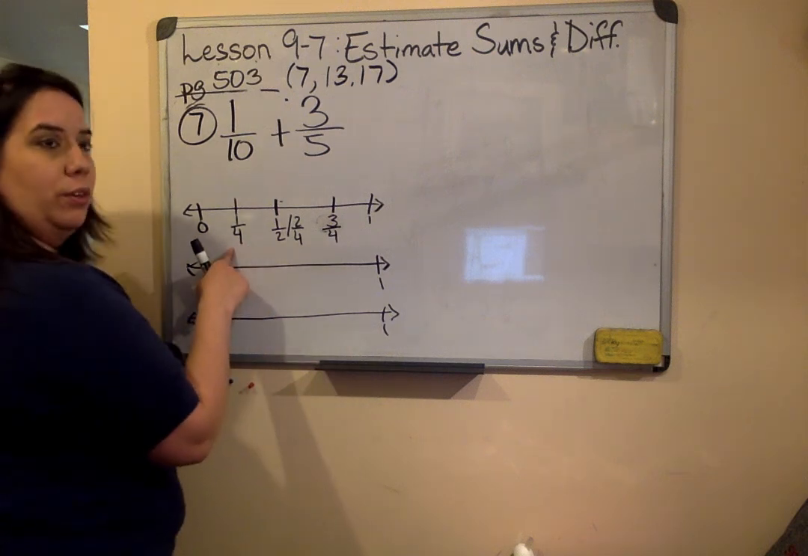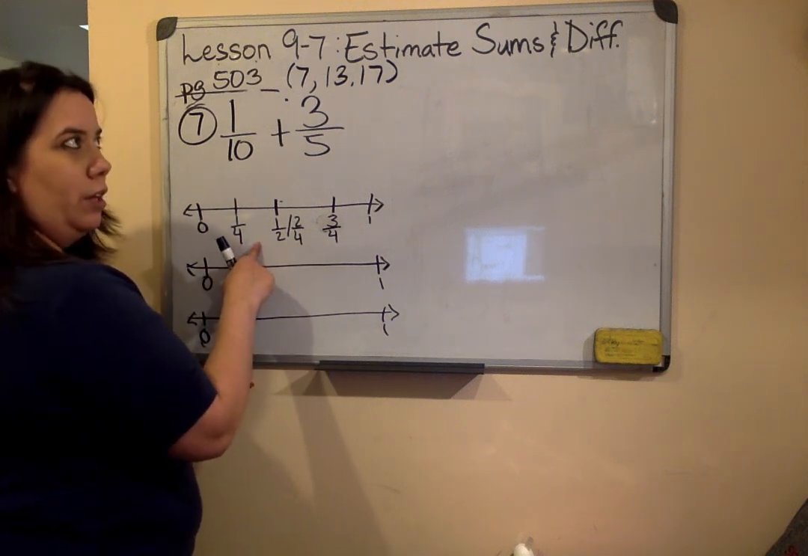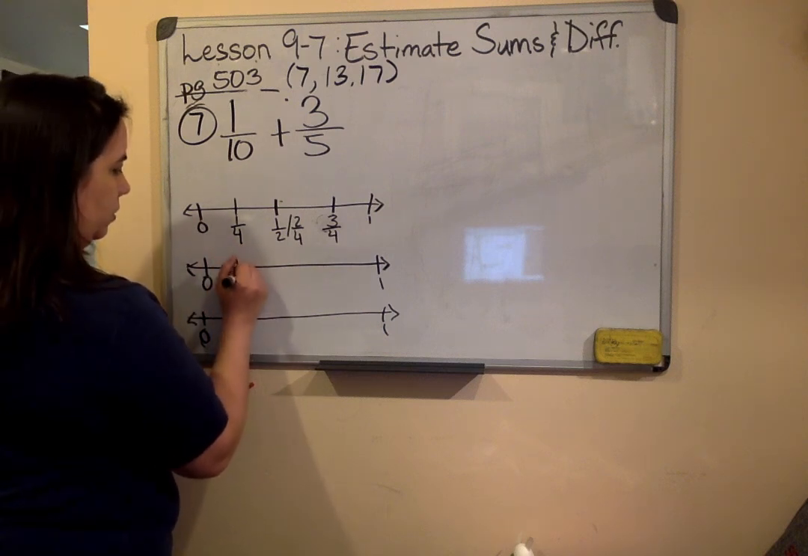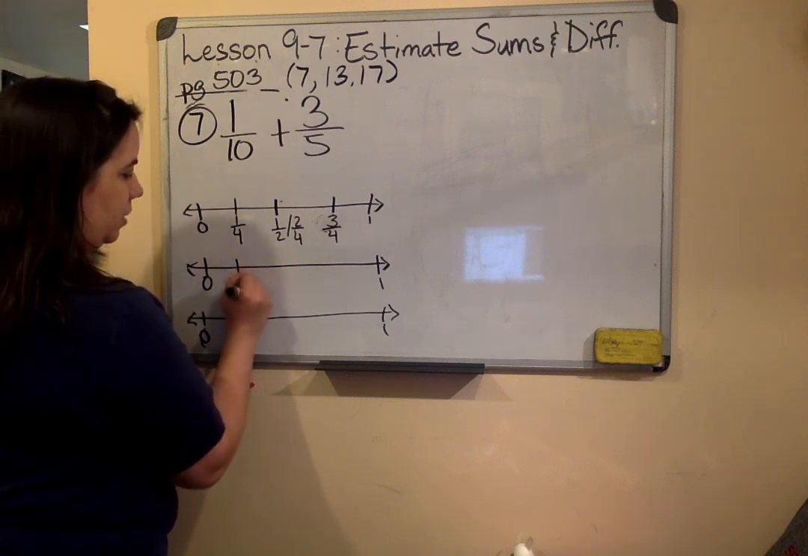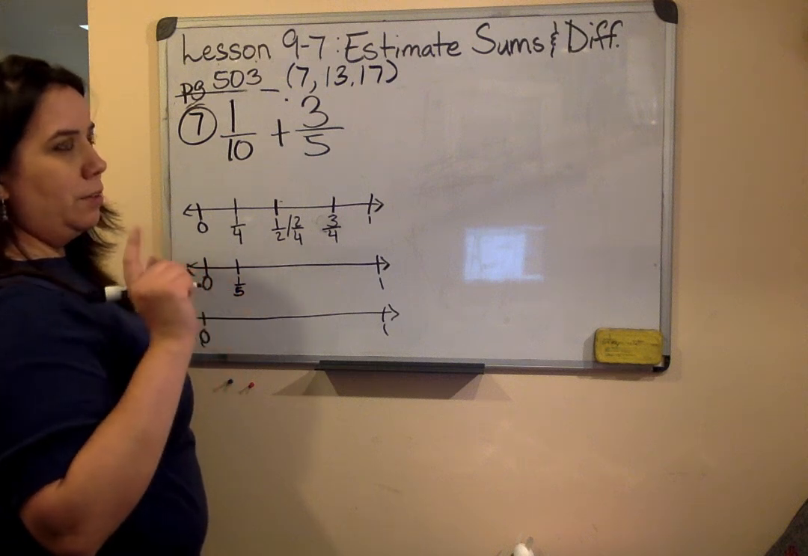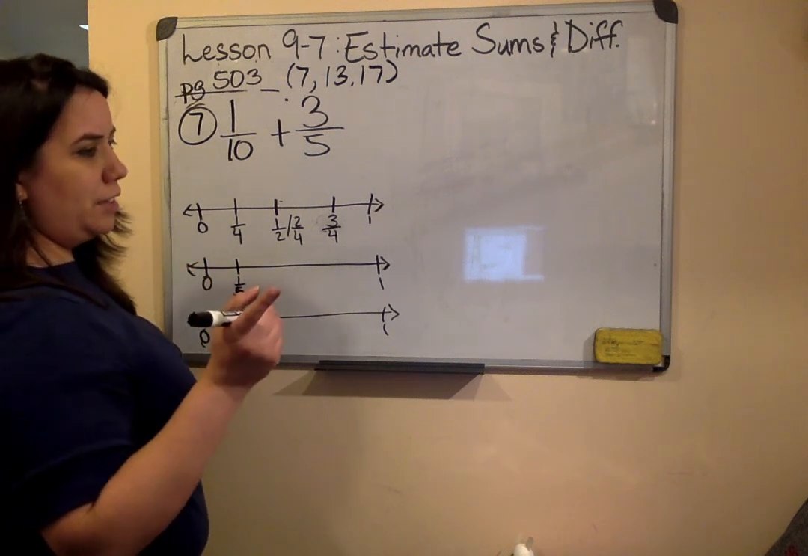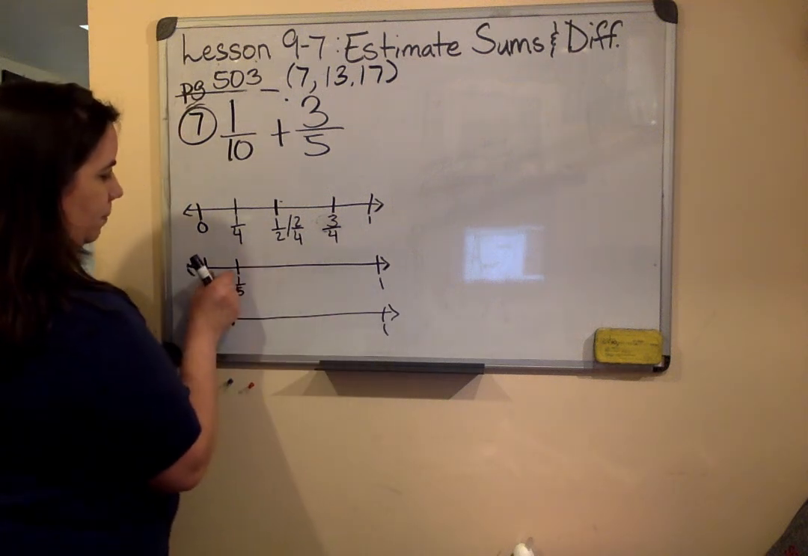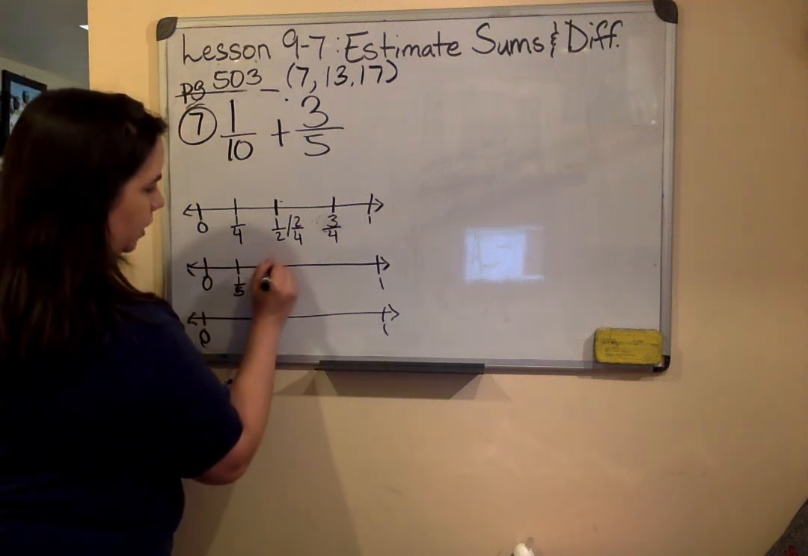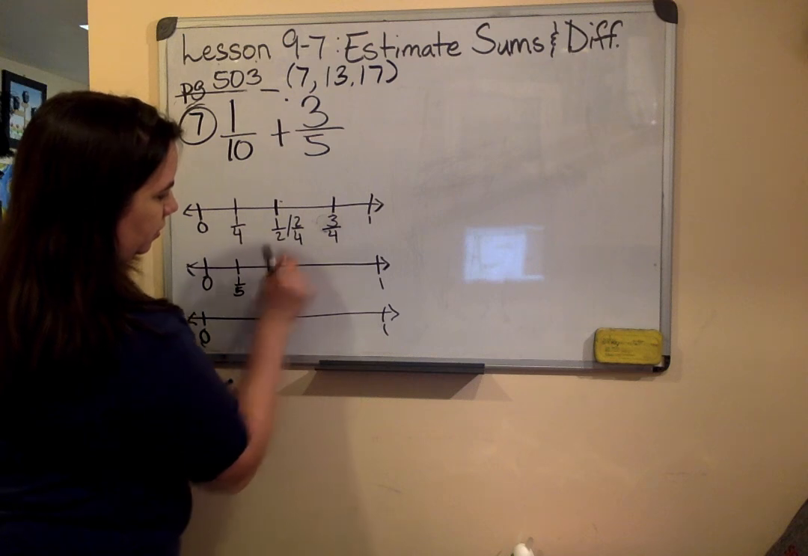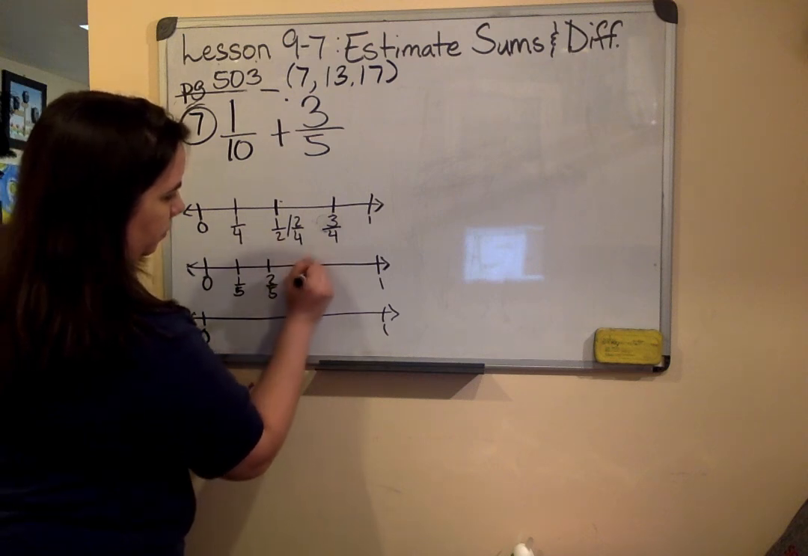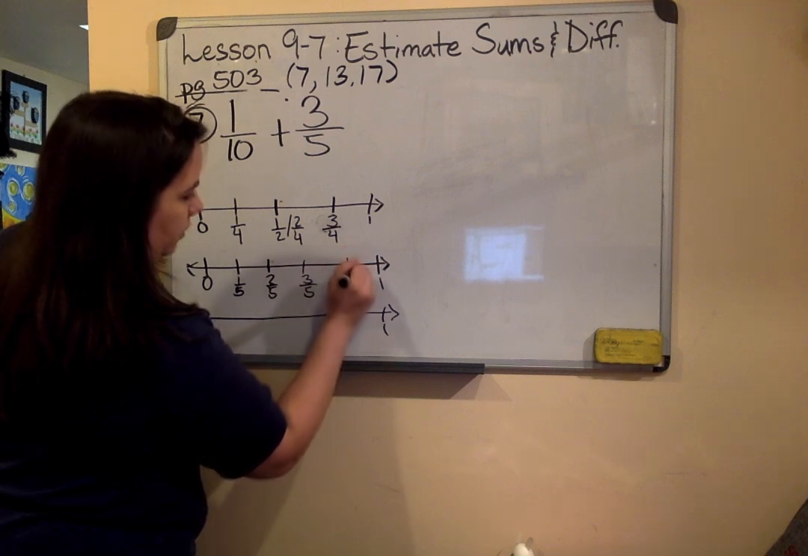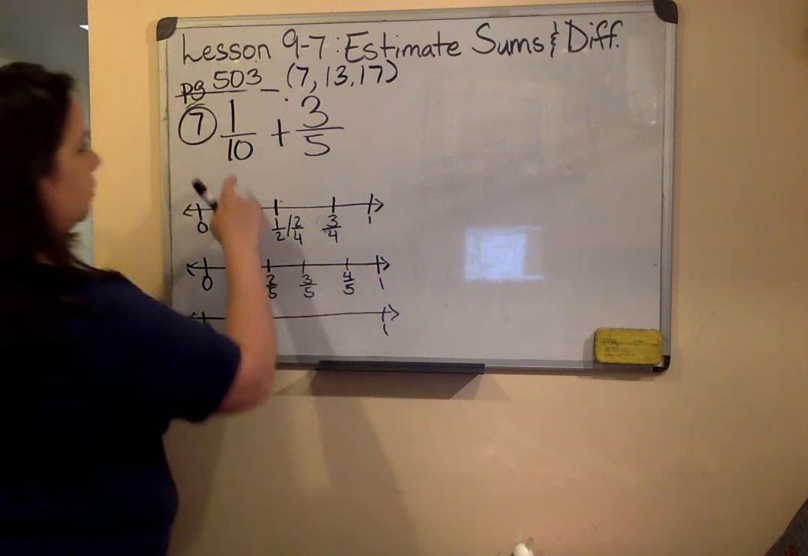So I know 1/5 has to be less than 1/4. Un quinto tiene que ser menos que un cuarto. Because remember, the bigger the denominator, the smaller the pieces. El más grande que el denominador es, lo más pequeño los pedazos son. So I'm just going to eyeball this. 3/5. And then 4/5.